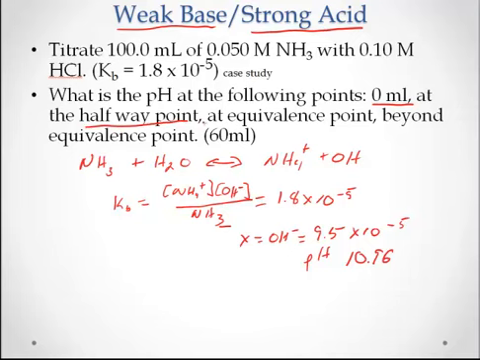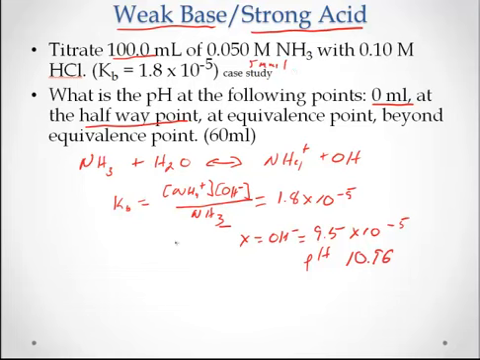All right, the halfway point. What would that be? Well, let's see how many mL I'm titrating here. It looks like I'm titrating 100 mL of this stuff, which is 100 times 0.05, so 5 millimoles. So halfway would be, let's see, 25, I believe. So 25 mL would get rid of half of that.